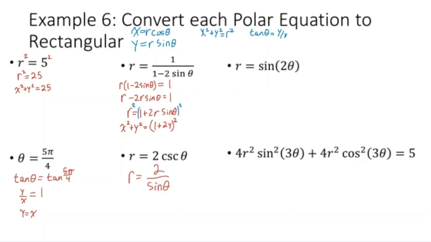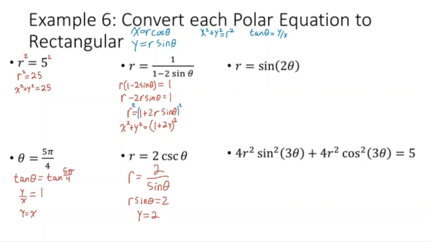Just like in the above example, I do want to see r sine theta since I know that's y. So we can multiply both sides by sine theta to clear the denominator, and we get r sine theta equals 2. R sine theta becomes y, and our right-hand side will stay 2. So r equals 2 cosecant theta is equivalent to y equals 2. Next, we'll get to some more challenging problems.